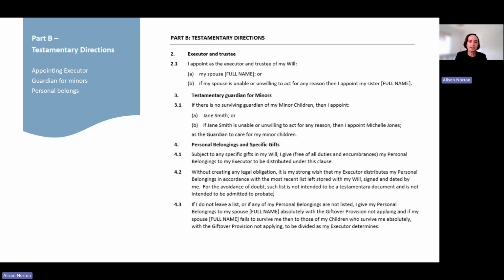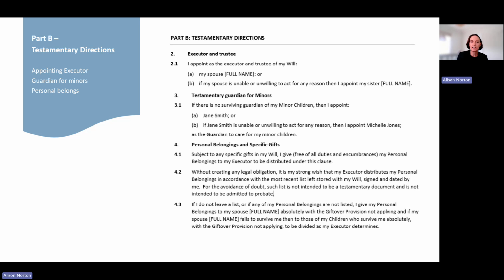The next part is where you gift your personal belongings. So your personal belongings are defined at the back of your will. So you can have a look at that and make sure that you're happy for all of those things to be included. It includes things like cars, for example. So just have a read of that definition. But generally, your personal belongings will be gifted to your spouse. And then if your spouse doesn't survive you, to your children.